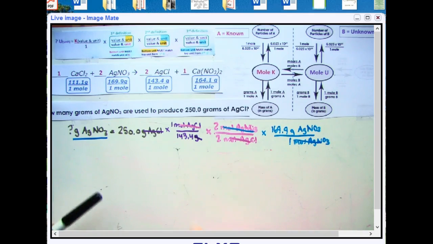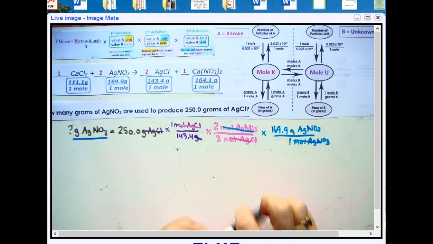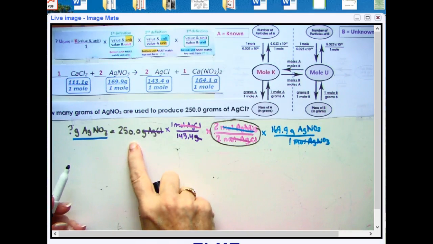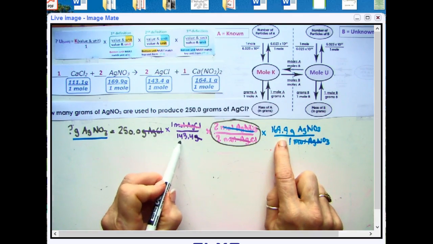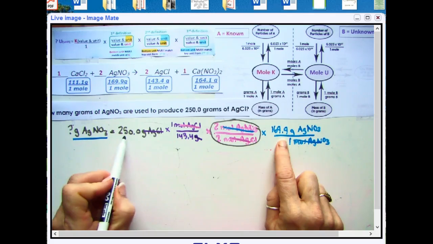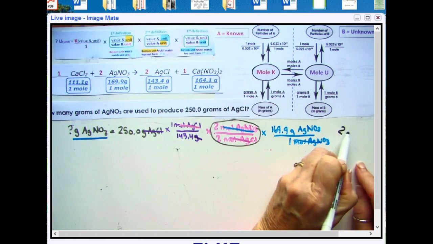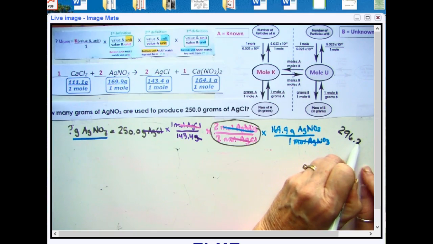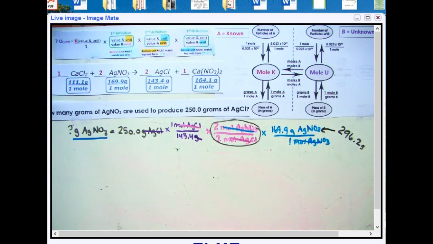Okay, so doing the math, we're going to multiply 250 times 169.9 and then divide it by 143.4. There are 4 sig figs here, so our answer is going to have 4 sig figs. Not that it matters at this moment, but I get 296.2 grams of AgNO3 as my answer.